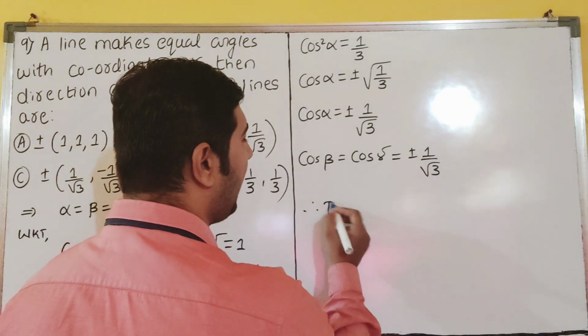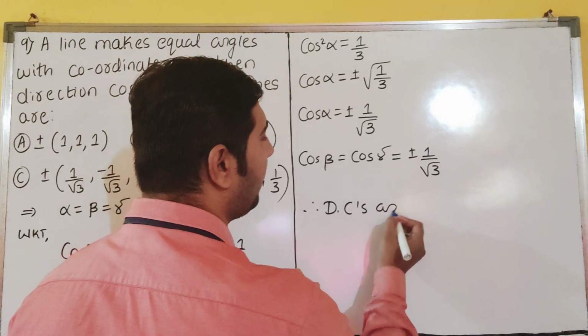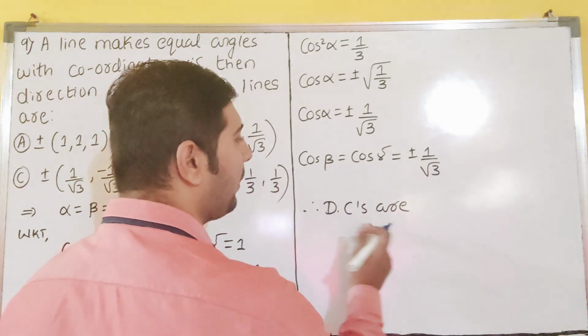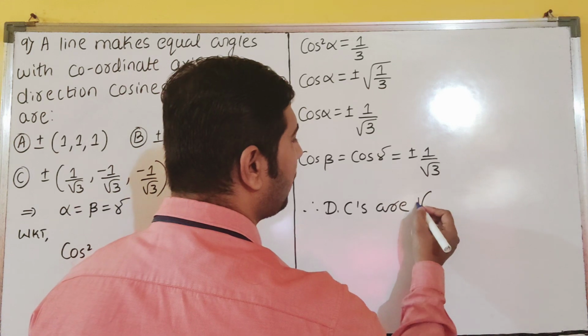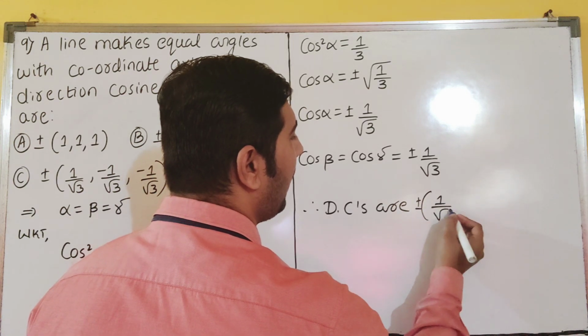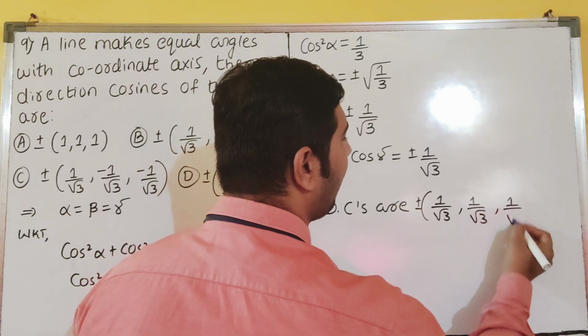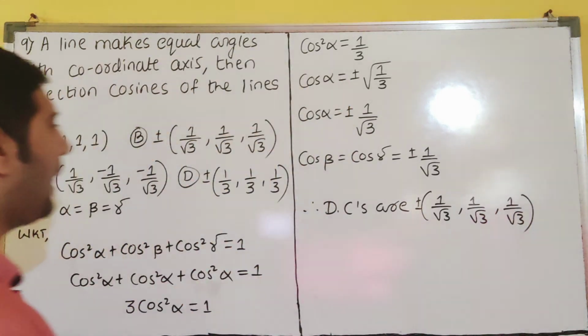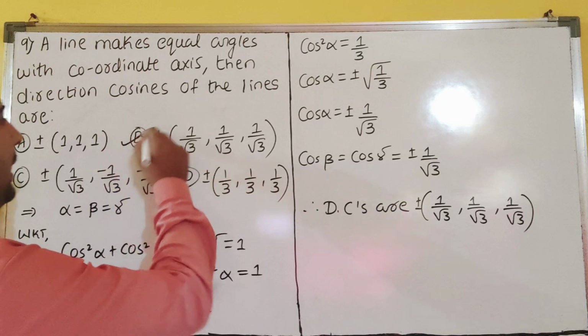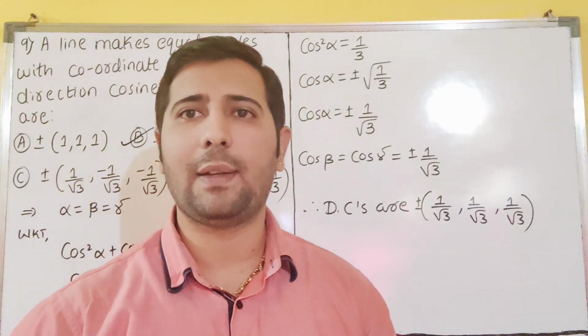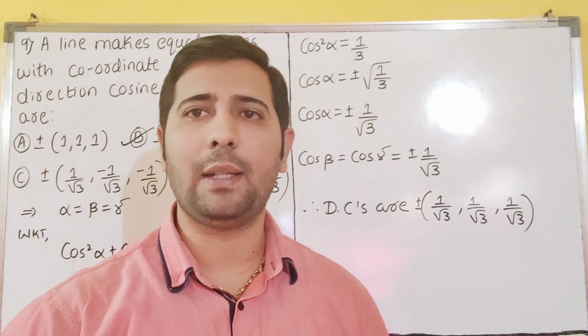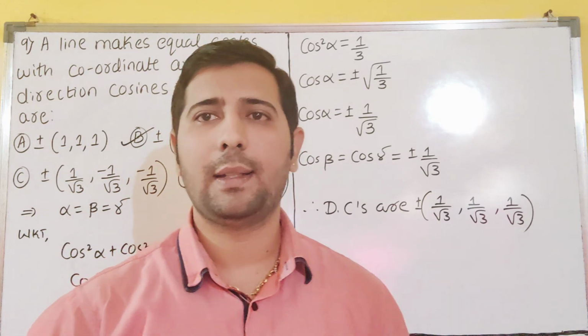Therefore you can write the direction cosines are, DC means the direction cosines are, plus or minus outside, 1 by root 3, 1 by root 3, 1 by root 3 is our answer, dear students. So that is matching with option B, dear students. B for bingo is our answer. I hope it is clear to everyone. So please copy this. We will see the next question, dear students.